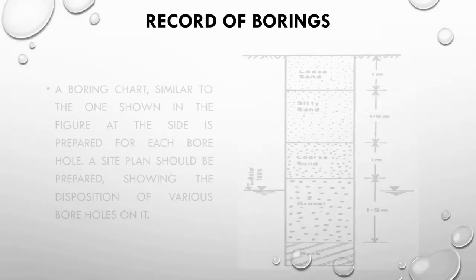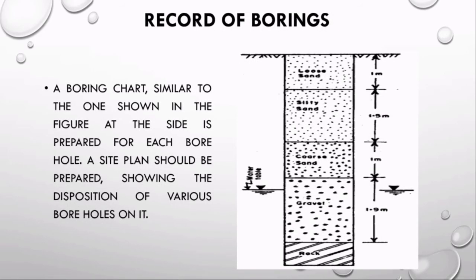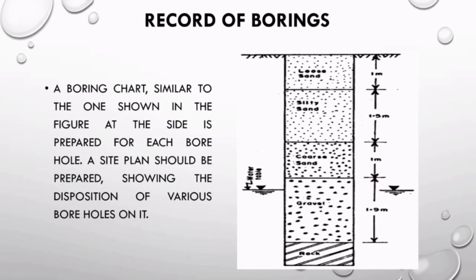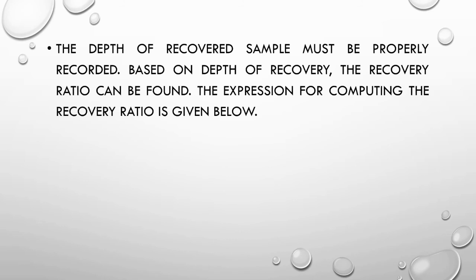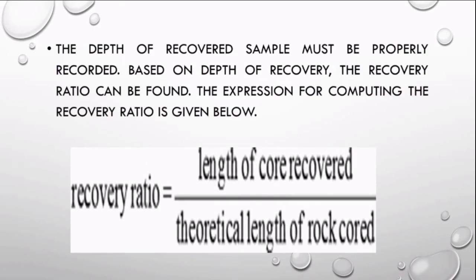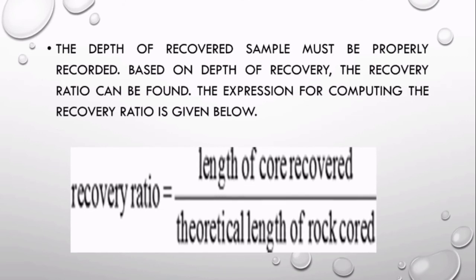A boring chart, similar to the one shown in the figure at the side, is prepared for each bore hole. A site plan should be prepared, showing the disposition of various bore holes on it. The depth of recovered sample must be properly recorded. Based on the depth of recovery, the recovery ratio can be found. The expression for computing the recovery ratio is given below. Recovery ratio is equal to the length of core recovered divided by the theoretical length of rock cored.